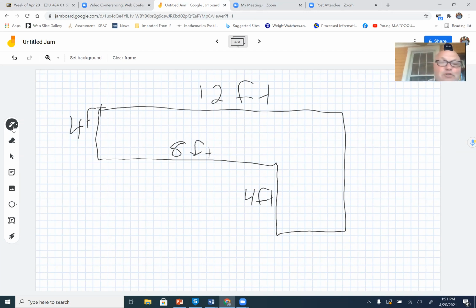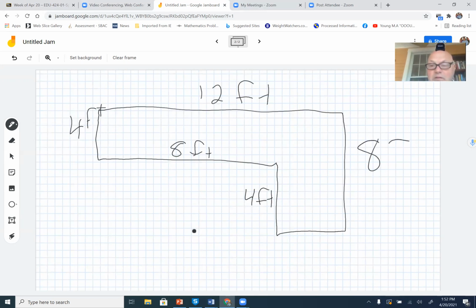Let's find the perimeter first. Think about perimeter as if an ant has to walk all the way around, how far would the ant walk? So, going back to my mouse, from here to here is 12 feet. Now there's no number here, but we could see that this distance is 4 feet and this distance is 4 feet. So this whole distance must be 8 feet. Let's pen that in.